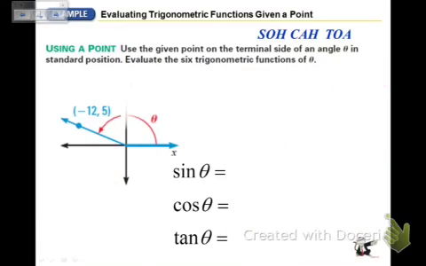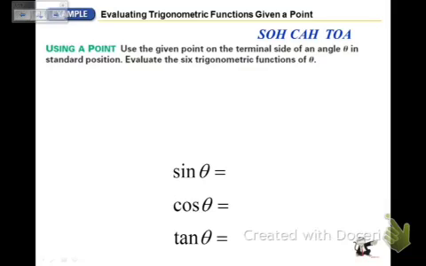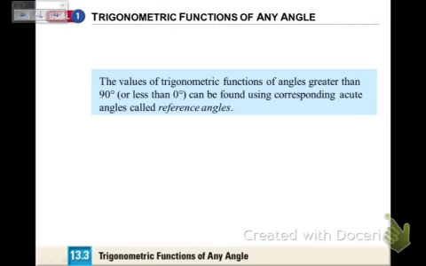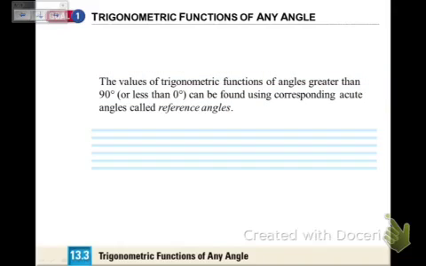Last thing here is what a reference angle is. The values of trig functions of angles greater than 90 or less than zero can be found using corresponding acute angles called reference angles. So reference angles are corresponding acute angles less than 90. Less than 90. Okay?